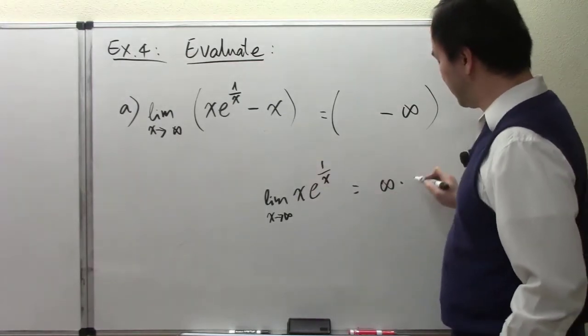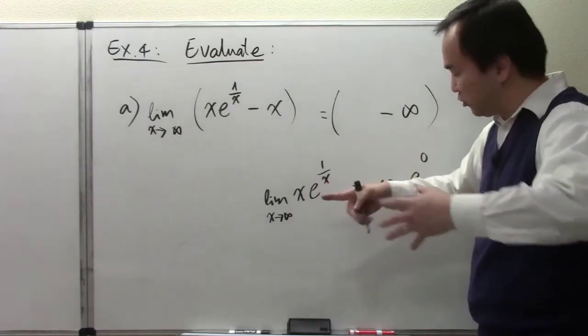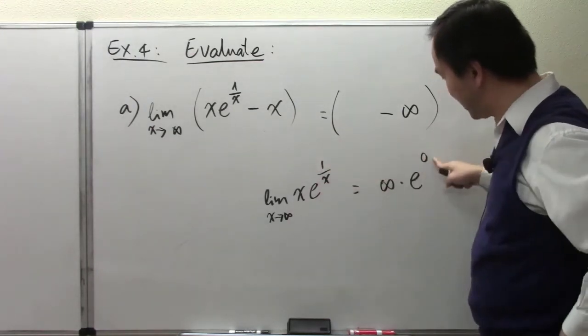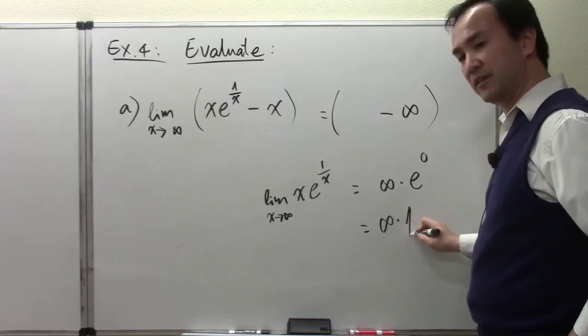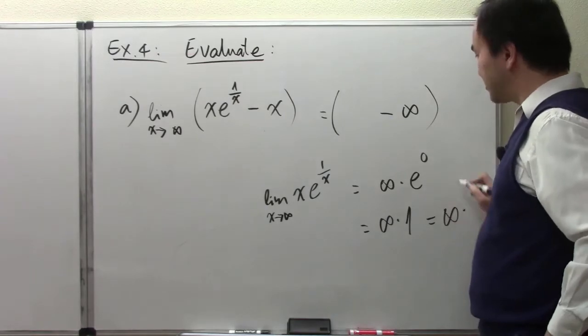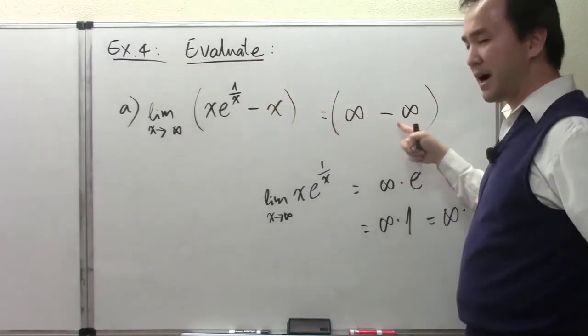This term here is going to e to the 0, because as x grows bigger and bigger, the 1 over x becomes a 0, and e to the 0 is 1. So infinity times 1 is really just infinity. So that means we are unfortunately now running into infinity minus infinity.